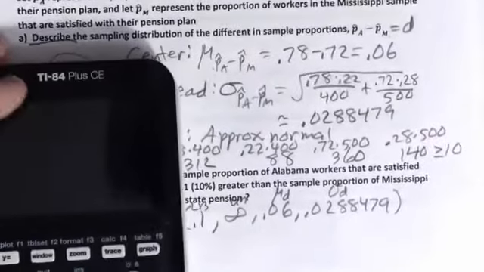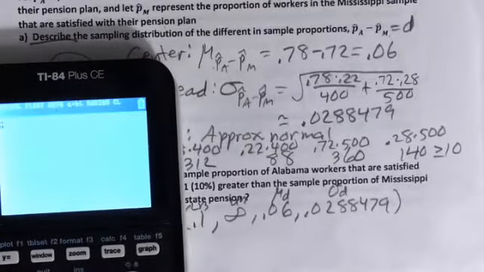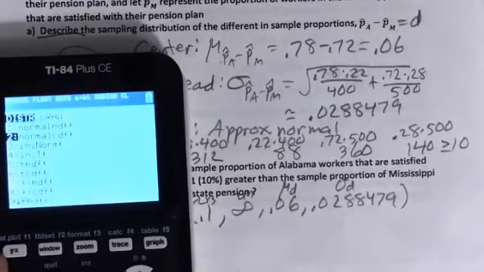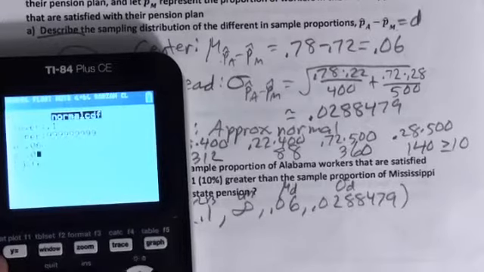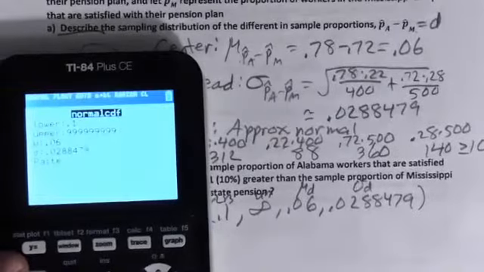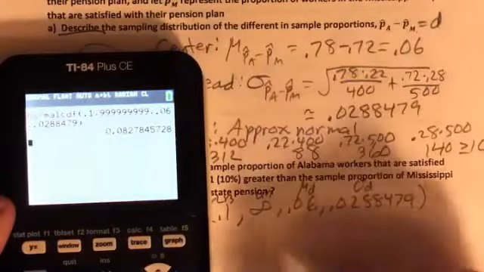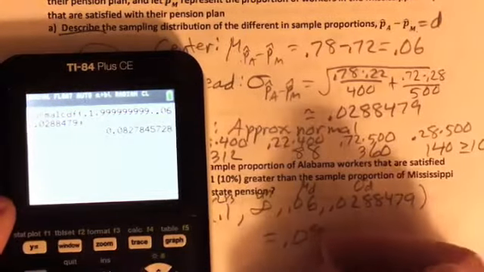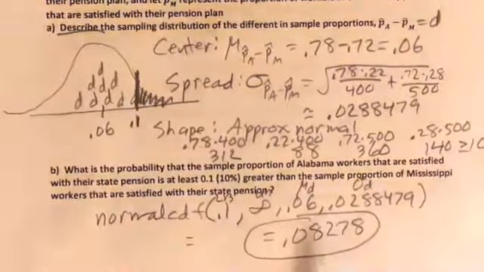We'll go 2nd VARS, which is distribution, then go normal CDF, and we are going 0.1 to infinity. This would be 0.06, and then this would be 0.0288479, if you can see that, but that's what it's saying. Then we just hit enter a couple times, and it gives us our answer, which would be 0.08278. And that is above 0.05.